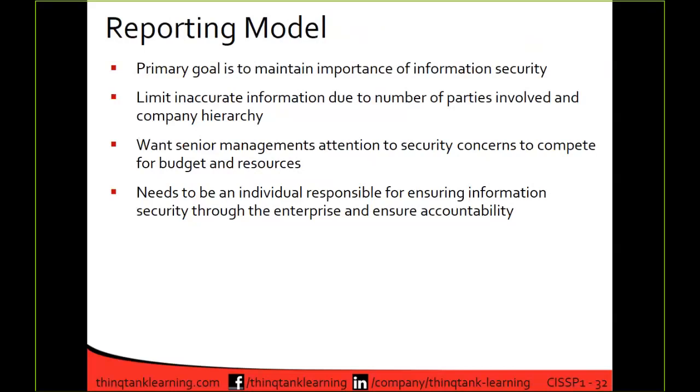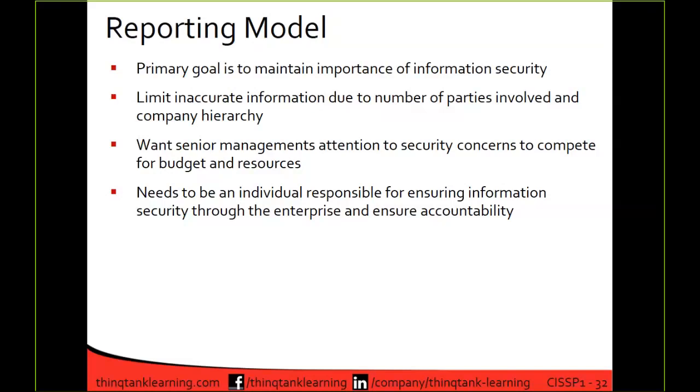Server team, network team, voice team, security team. Everybody's operating in these silos. Well, you're supposed to make sure that the information is flowing between those different silos. All right? You want senior management's attention focused on security concerns. And by the way, oftentimes that means that you're trying to get buy-in, right? You have to convince senior management that this is important.